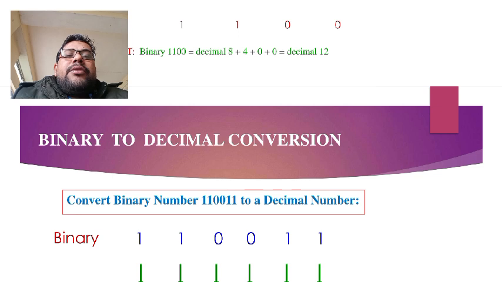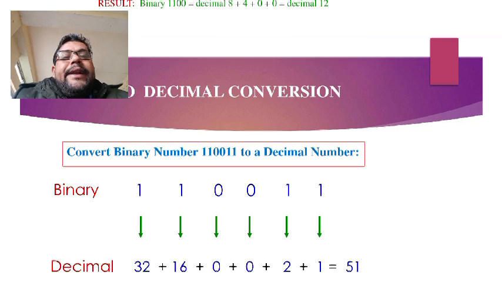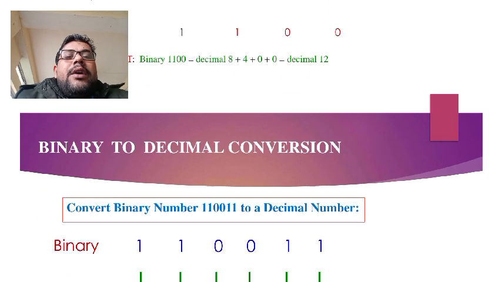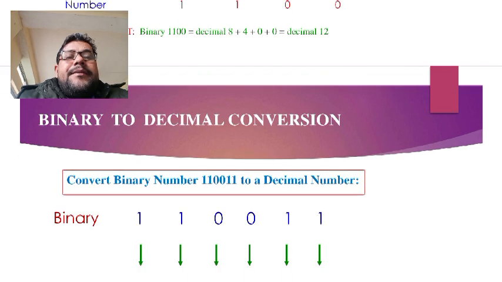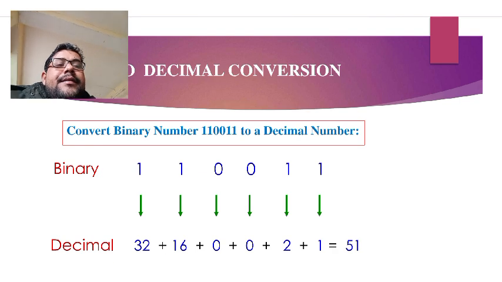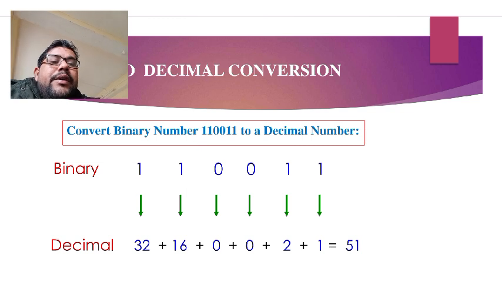Then we will discuss binary to decimal conversion. How do we convert a binary number to a decimal number? For example, a binary number is given, and we want to convert this binary number 0001 to a decimal number.